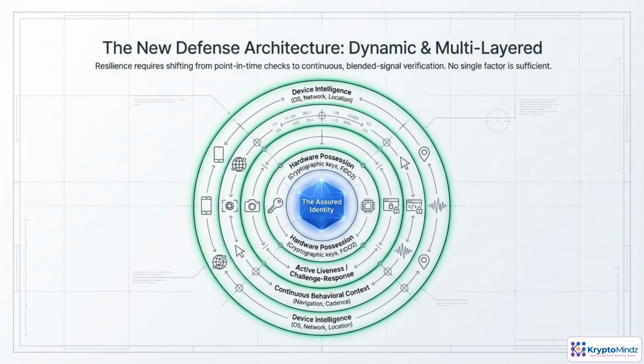Modern identity defense is shifting from prove it once to keep proving it in different ways. At the center is an assured identity, continuously supported by multiple overlapping signals: secure hardware keys, intelligence about the device and network, behavioral patterns over time, and active liveness checks that confirm a real human is present. No single layer is perfect. The strength comes from how these layers combine, adapt, and keep monitoring risk continuously.